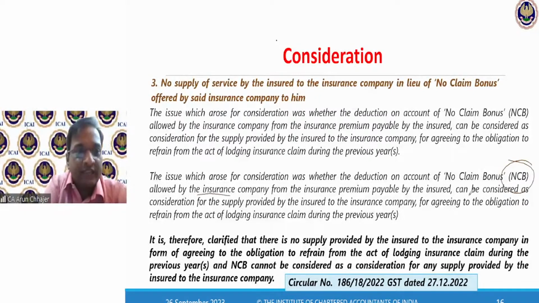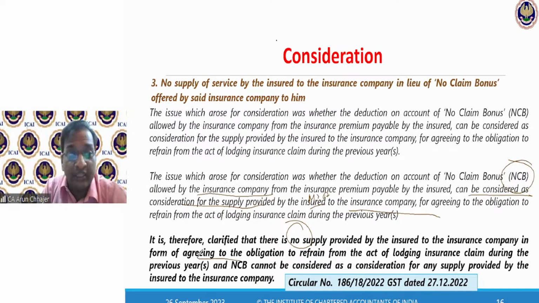Whether the no claim bonus allowed by the insurance company can be considered as consideration for supply by Mr. A to National Insurance? The answer is no. It is not a supply provided by the insured to the insurance company in the form of agreeing to any obligation, refraining from an act or tolerating an act, and therefore it cannot be considered as supply. I hope it is clear.